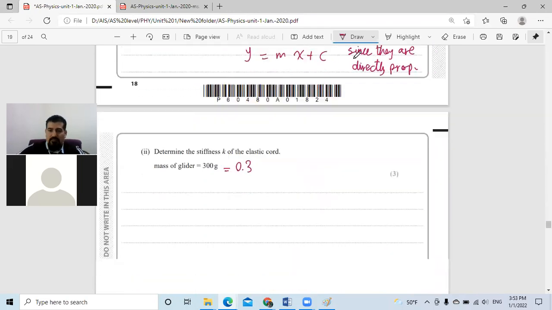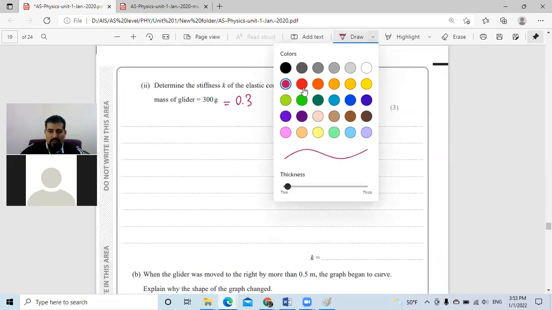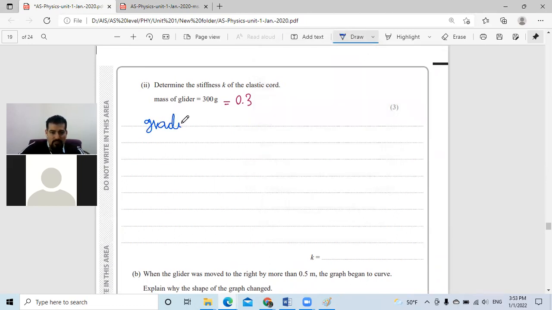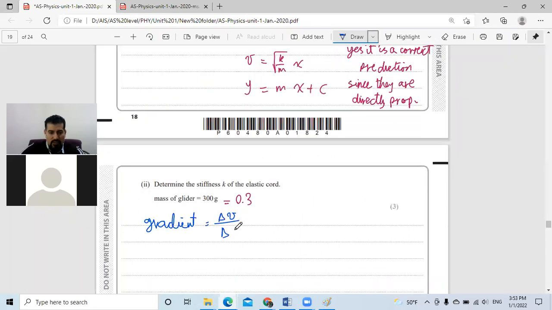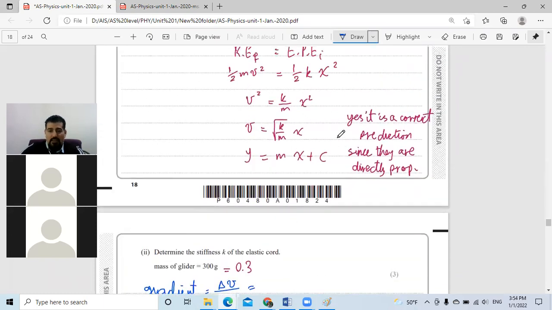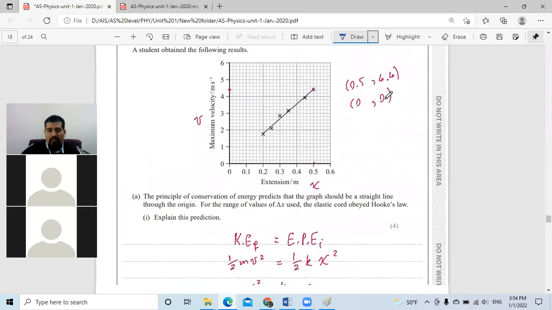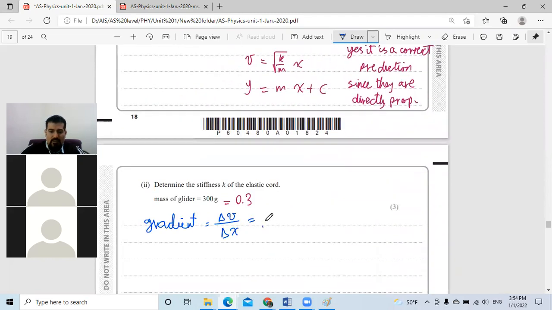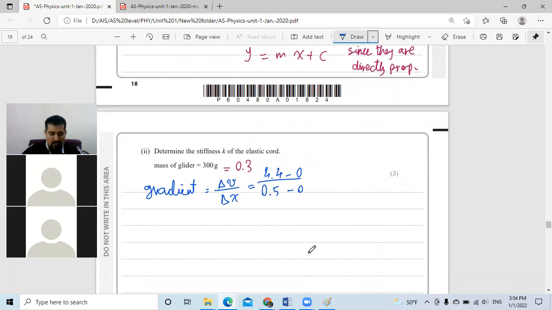So we use the gradient, which equals the change in velocity divided by the change in the x-axis, the extension. The points are 0.5 minus 0 divided by 4.4 minus 0. By using these two points, how much is the gradient? It will be 8.8.